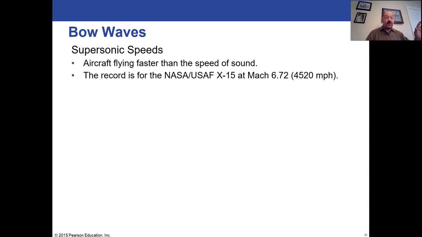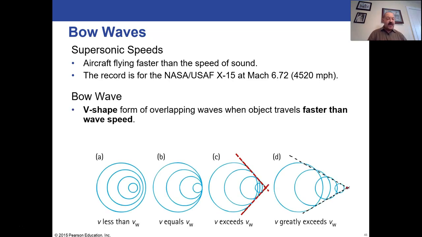Now, spacecraft have gone much, much faster than that. Once they're up in space, they can go considerably faster, but for a plane with jet engines, this is the fastest. And they will produce bow waves because they are moving not just the speed of sound, but even faster than the speed of sound.